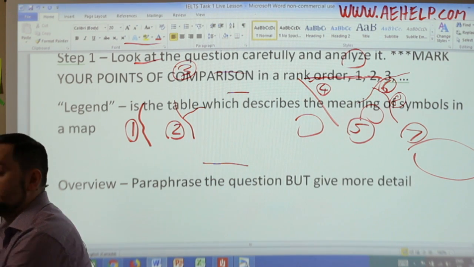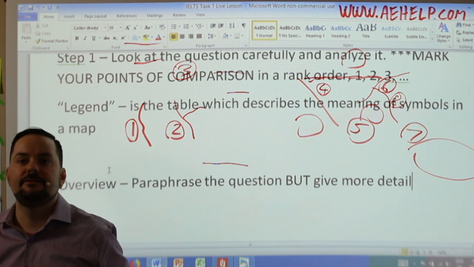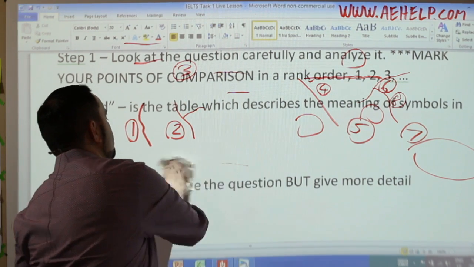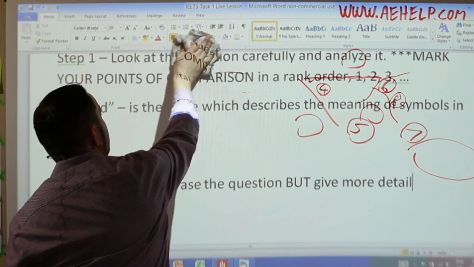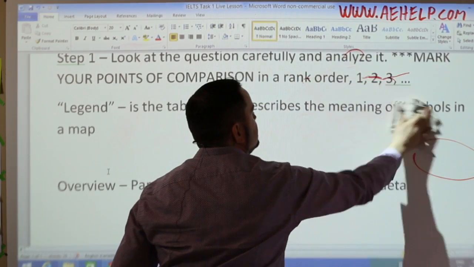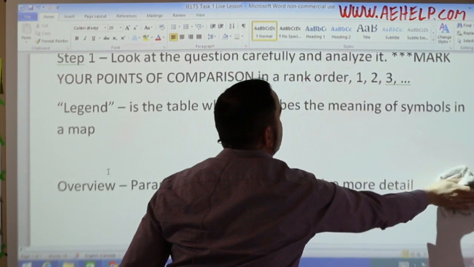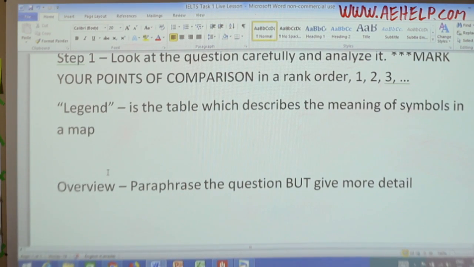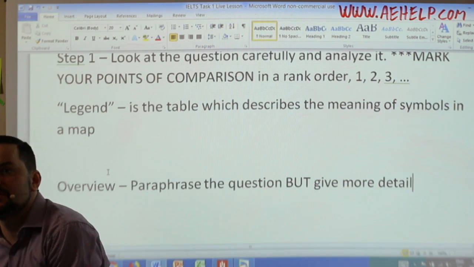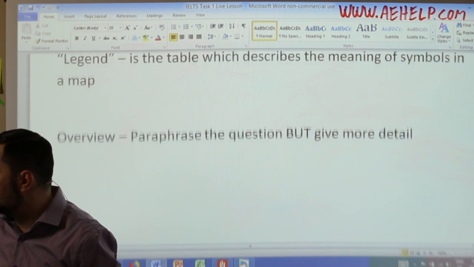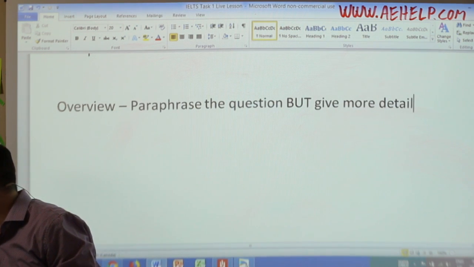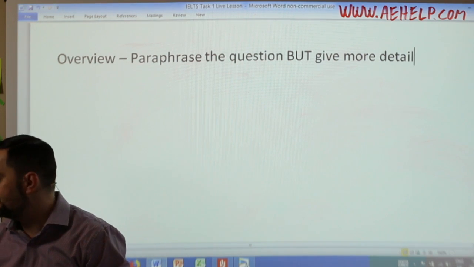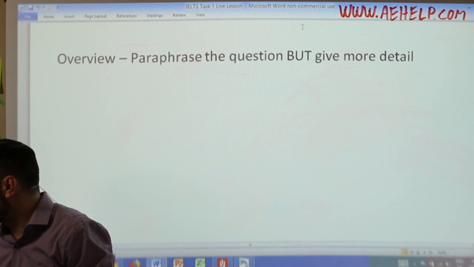Now, very importantly, when you paraphrase the question, let me just erase all of our markings here. We can come back to that when we're writing the analysis. Okay. So when you paraphrase the question, it's very important that you give more details than what the question includes. Okay. So for your overview, you can paraphrase the question, but give more detail than what the question includes. Okay? So very important.